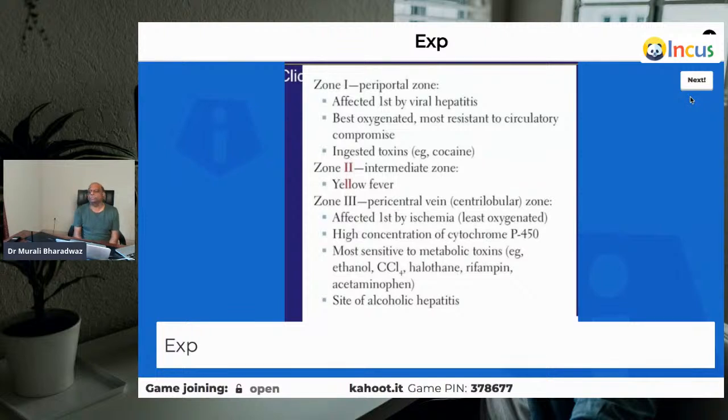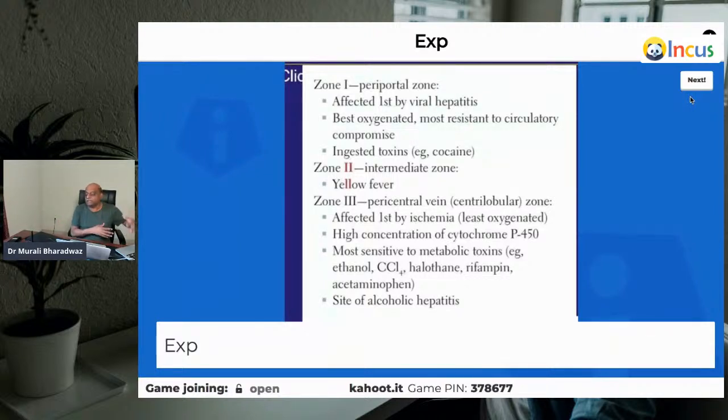Zone 2 is the intermediate zone. Yellow fever affects it most. Always carry a 200 pages notebook, doctor, so that you can make a quick jot of the points, because in the last moment in the exam hall, this kind of thing matters a lot.